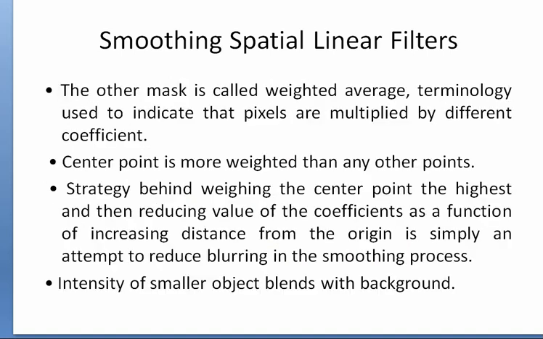Now the other mask is called weighted average. That means it is used to indicate that pixels are multiplied by different coefficients. So what is the average filter here? If you take a 3 by 3 mask, 9 coefficients are there, and all 9 coefficients are equal, like 1 by 9, 1 by 9, 1 by 9.